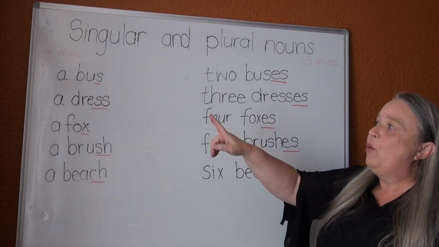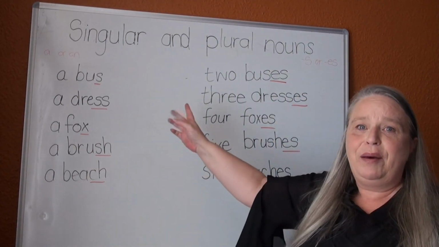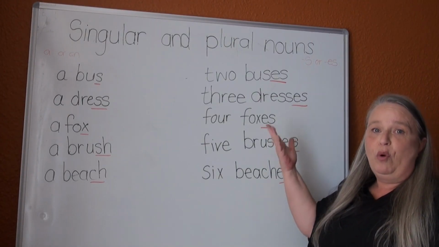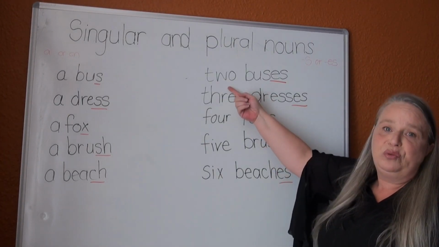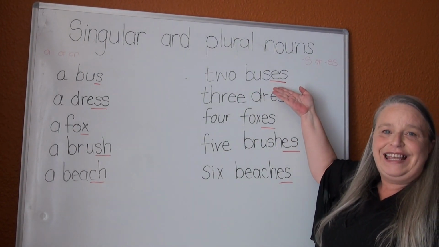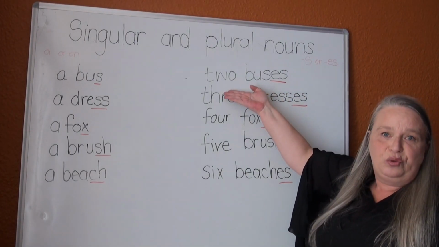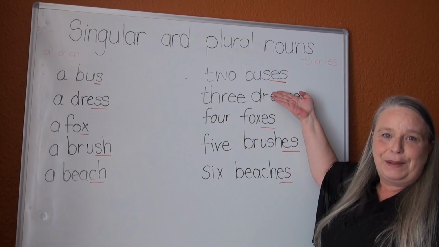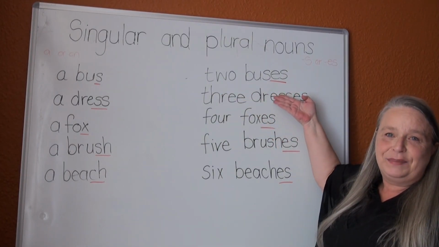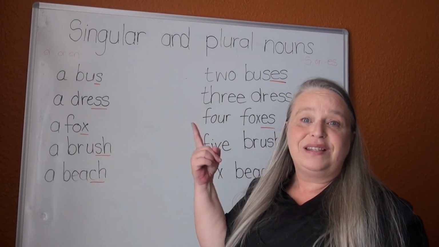So we will have one bus, a bus. But for plural noun, two or more, we have two buses. And here we add an es, buses. Now if we look at one dress, a dress. She is wearing a beautiful dress, a dress.